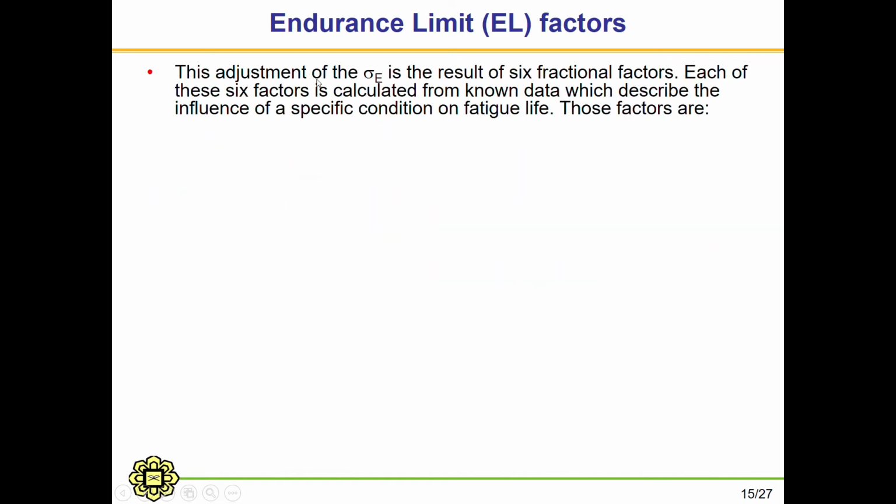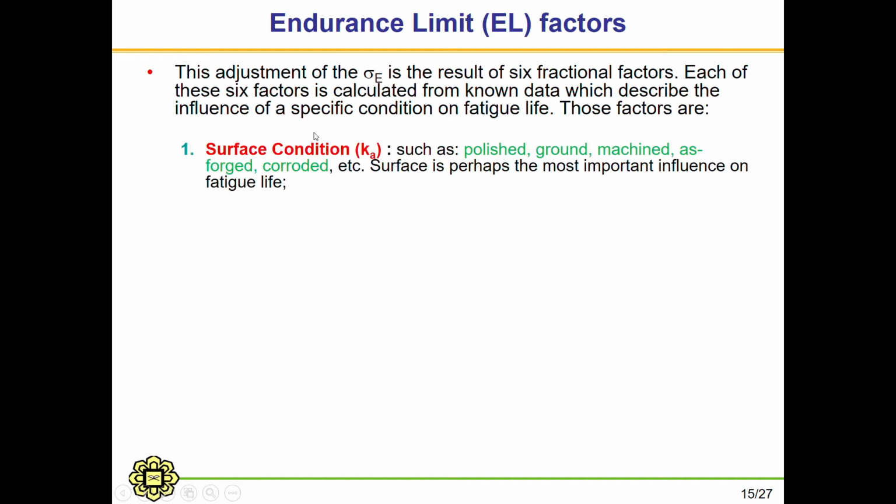So this adjustment of the sigma E is the result of six fractional factors. Each of these six factors is calculated from known data which describe the influence of a specific condition on fatigue life. Those factors are, the first one, the surface condition. We denote that as Ka, such as polished, ground, machined, corroded, and etc. Surface is perhaps the most important influence on fatigue life.